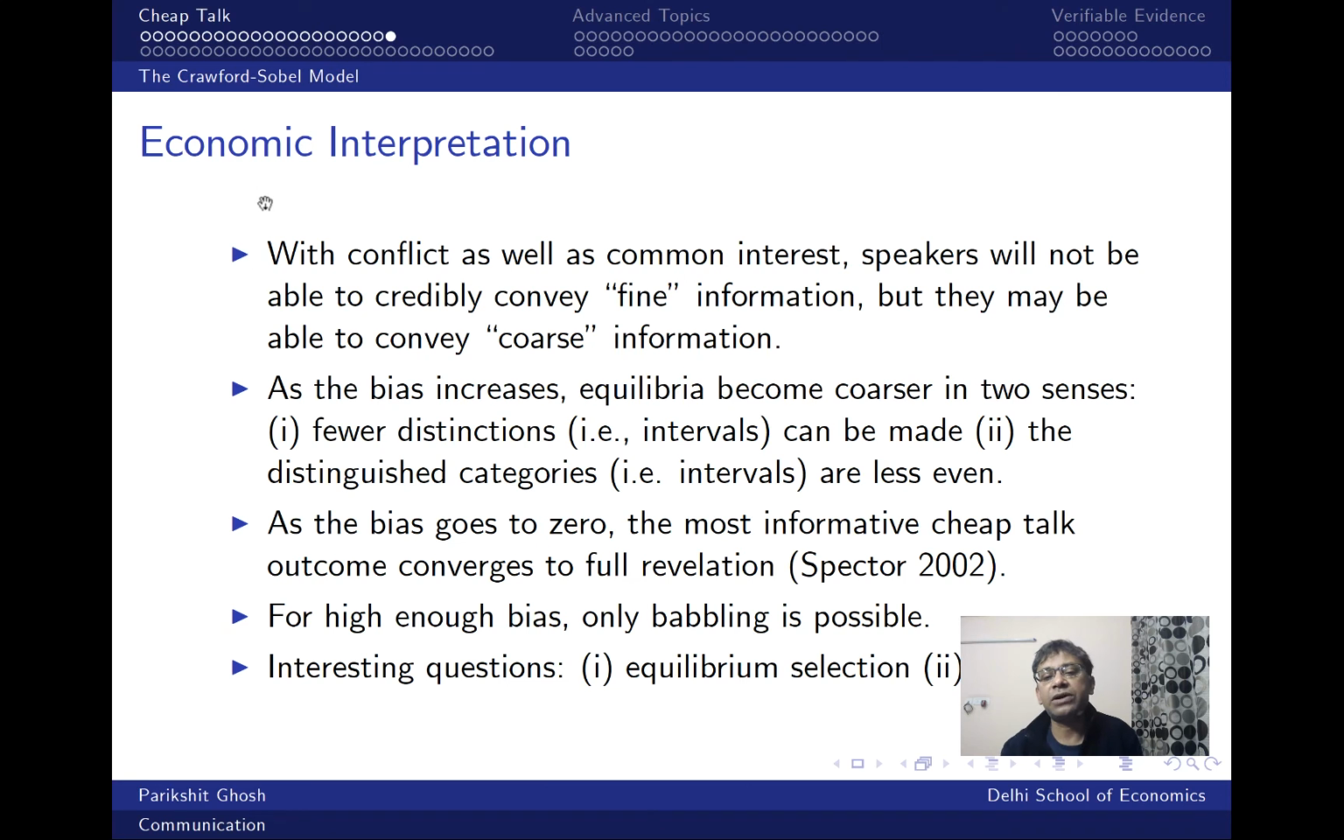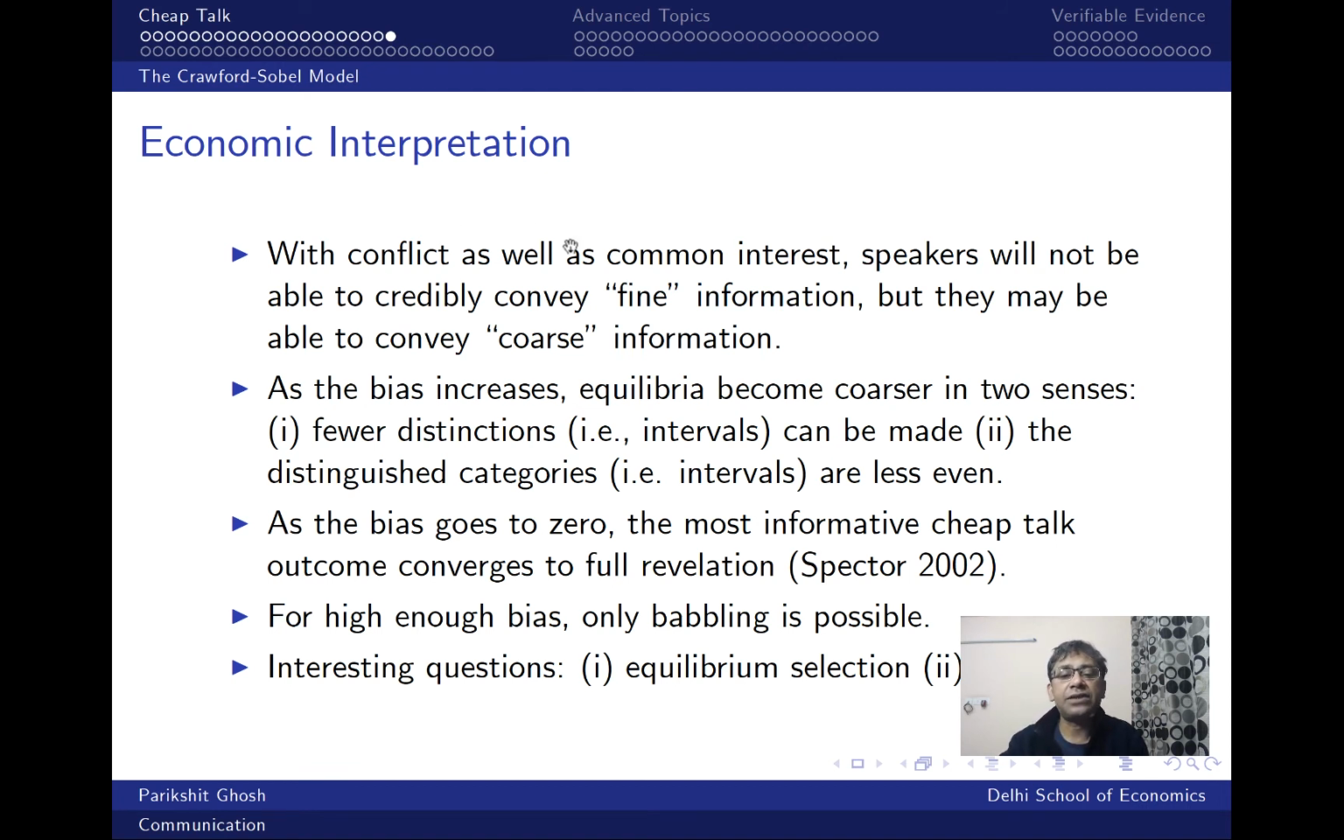So the general points are as follows. We are studying a model of cheap talk where there's conflict as well as common interest between the speaker and the listener, between the sender and the receiver. And the conflict is captured by b. So the higher that bias factor b, the greater the conflict between them, the greater the underlying disagreement about what action is optimal in a given state of the world.